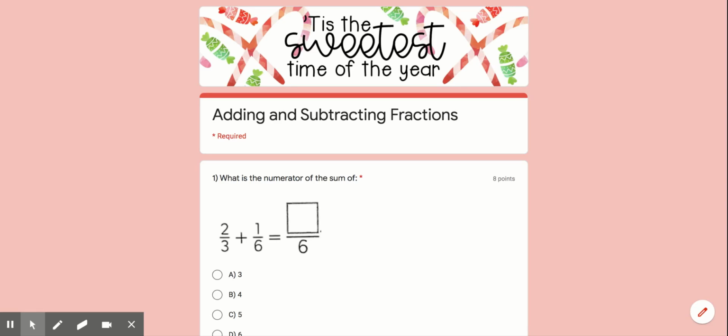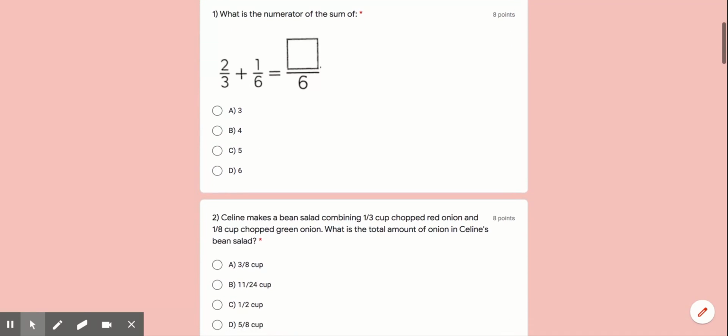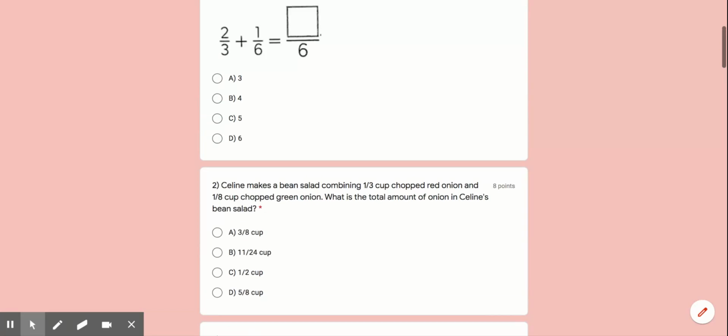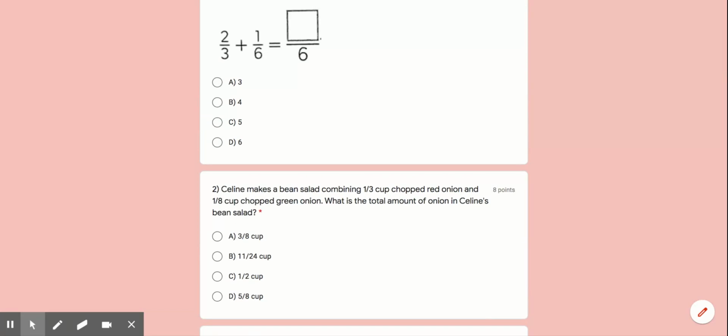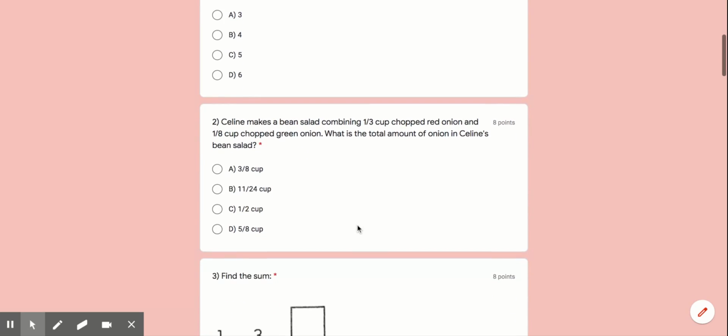Let's go ahead and take a look at our assignment for today. All right, y'all, here is your assignment for today. We have a Google form. Most of these questions are multiple choice where you have to solve adding and subtracting fraction problems. So number 1, you're finding what is the numerator of the sum. You know your denominator is sixths, but you need to figure out what the numerator is.